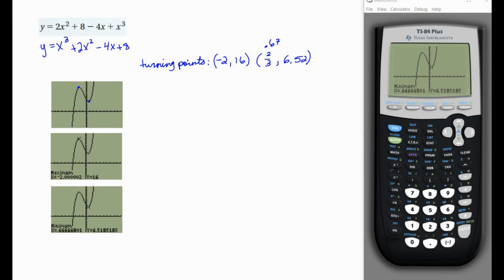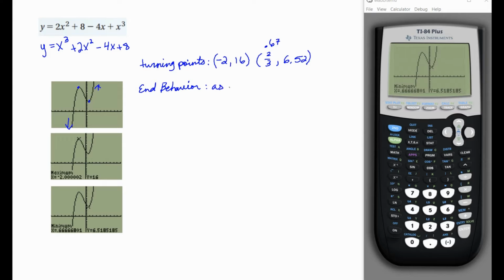What's the next thing we need to find? Well, we need to find end behavior. So looking here at the end behavior, you just describe what's happening on the left. On the left side, it is going down. On the right side, it is going up. So we just need to say that. So end behavior. Alright, there we go.